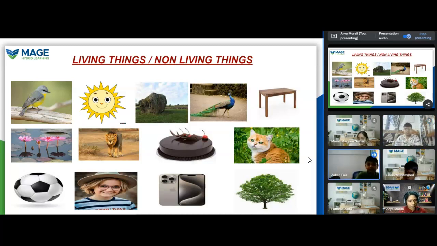Ma'am, what's the picture after the lion? It's a cake. Okay. Next one is a cat. Next one is a ball. Next is a girl or boy, I don't know. Next is a mobile phone. Next is a tree.